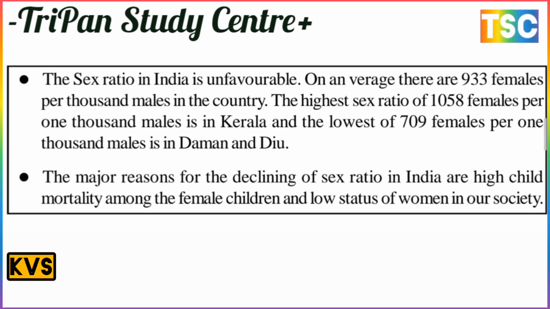This is the main point, an important and notable point. Come to your screen: the sex ratio in India is unfavorable. On average, there are 933 females per 1,000 males in the country. The highest sex ratio is 1,058 females per 1,000 males in Kerala, and the lowest is 709 females per 1,000 males in Daman and Diu. This is the most important point according to competitive exams. The major reasons for the decline of the sex ratio in India are high child mortality among female children and the low status of women in society.